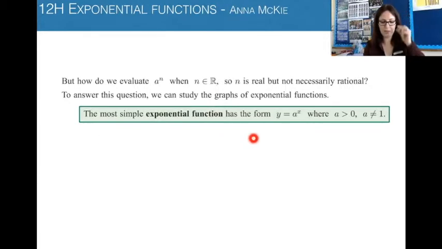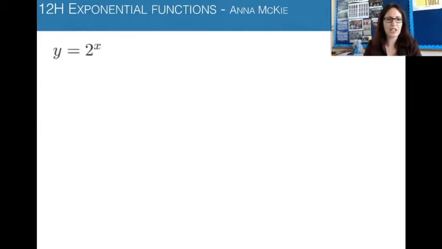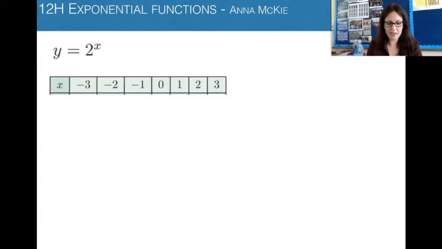And so the most simple exponential function is of this form: base a to the power of x, where a is greater than 0 but not equal to 1. So traditionally you've dealt with linear functions, quadratic functions, where it's x to the power of something. This time round, for exponential functions, x is in the power. It is the exponent. So this function here, y equals 2 to the power of x, thinking about what its graph might look like if we were to think about a table of values.